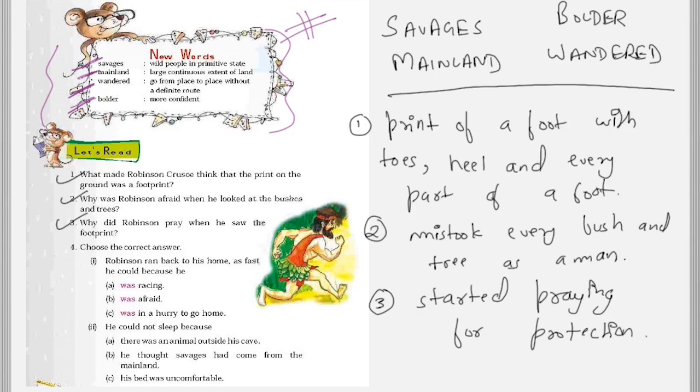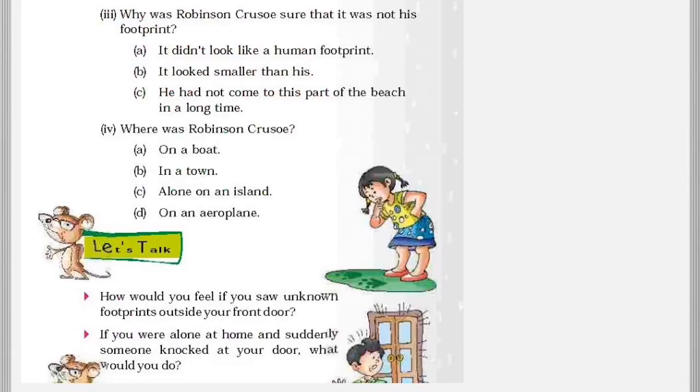Then, we need to choose the correct answer from the options given. So Robinson could run back to his home as fast as he could because he was racing. He was afraid and was in a hurry to go home. So basically he was afraid, and that's why he could run very fast. He could not sleep because there was animal outside his cave. He thought savages had come from the mainland. His bed was uncomfortable because he thought savages had come from the mainland. Now let's move to the next page.